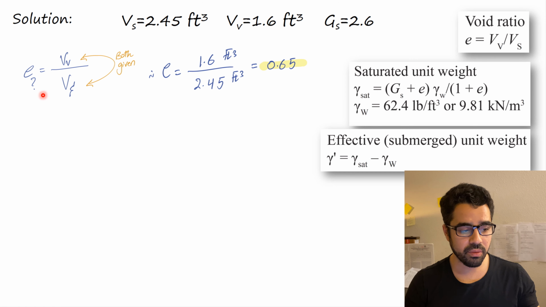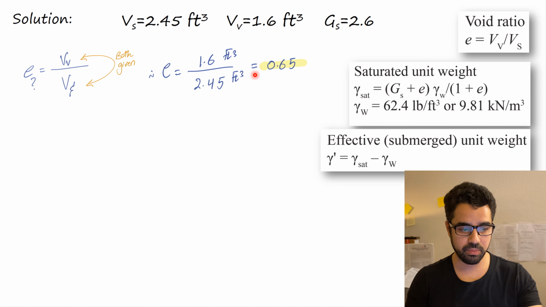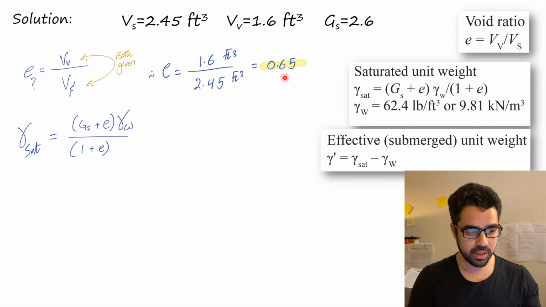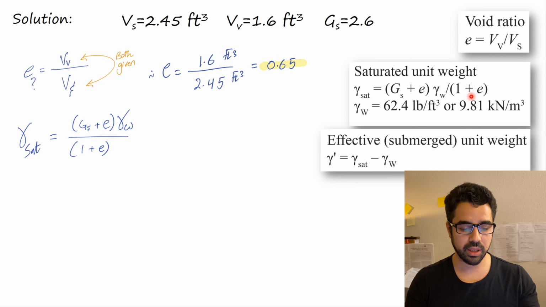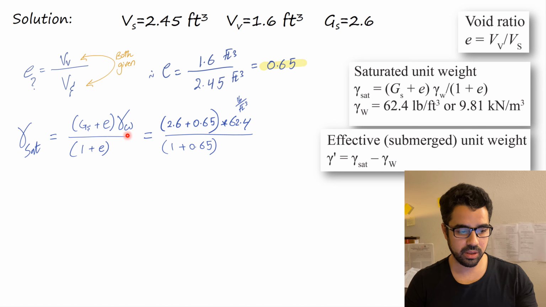So first we find e, the void ratio. Volume of voids and volume of solids are both given, 1.6 over 2.45, which is 0.65. Boom, done. The second one, gamma saturated, is this equation. Gs is given as 2.6, right? e we just found, 0.65. Gamma water is 62.4, and it's from the manual.